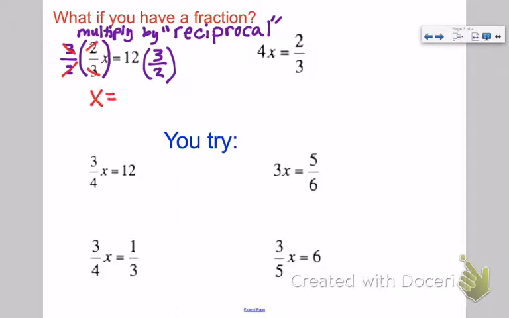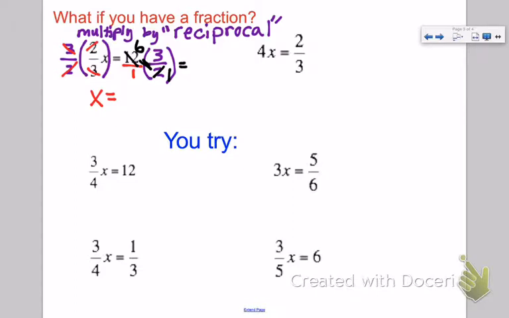x by itself. Now we have to do fraction multiplication. I like to put 12 over 1 to remind myself that 12 is in the numerator. If we do the cross multiplying, we can see that 12 and 2 have a like factor, which is 2. Let's divide both of those by 2. 12 divided by 2 is 6. 2 divided by 2 is 1.